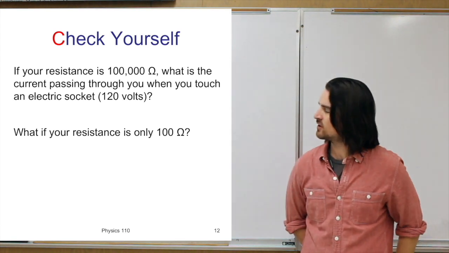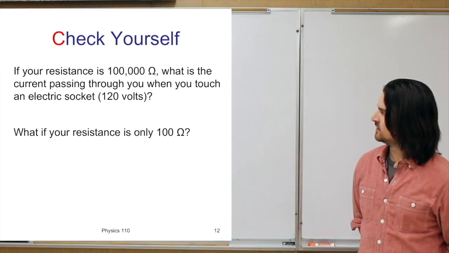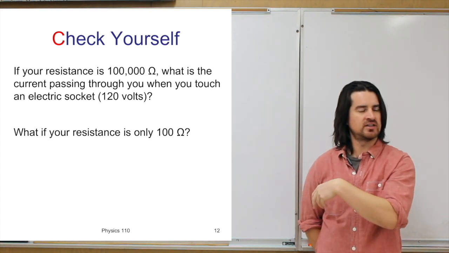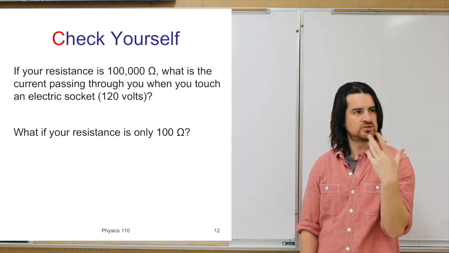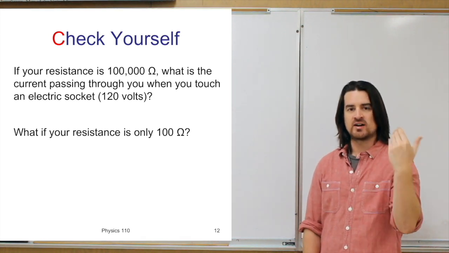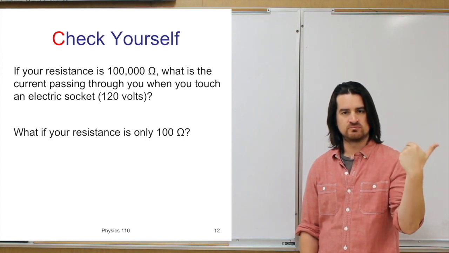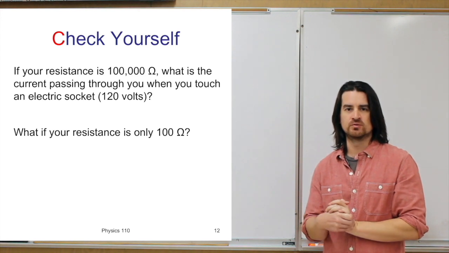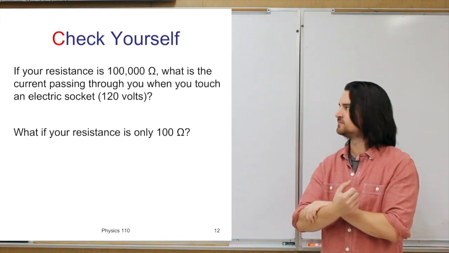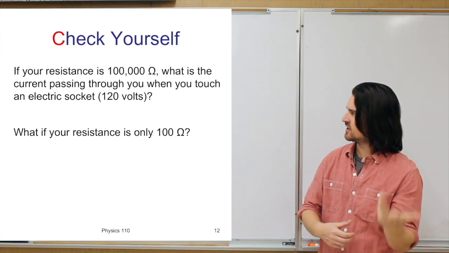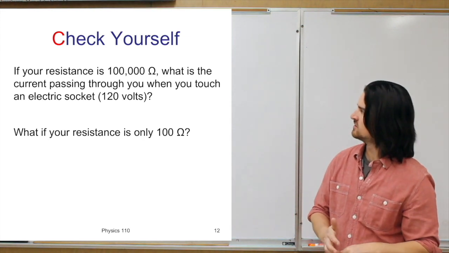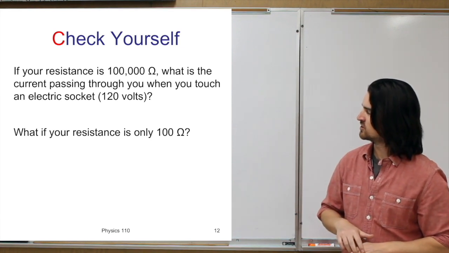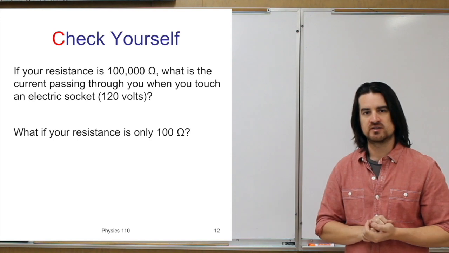Alright, so how about a question for you? In the last slide, it did show that your skin, when it's dry, has a fairly high resistance. It actually has about 100,000 ohms resistance, meaning that it's going to be difficult for current to flow through your dry skin. So let's say that your skin has that 100,000 ohms of resistance. How much current is going to pass through you if you were to touch a 120 volt electrical socket?